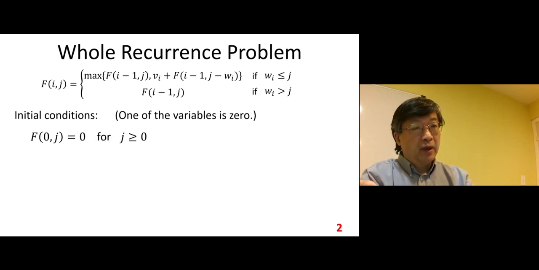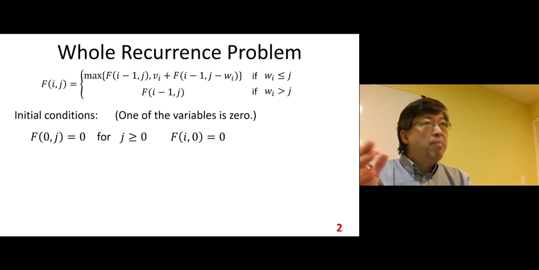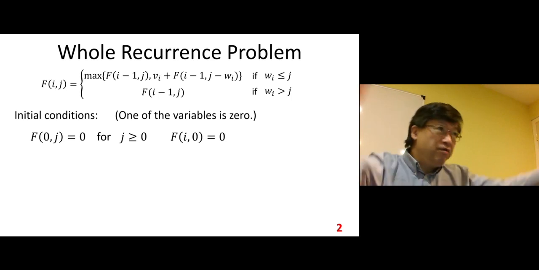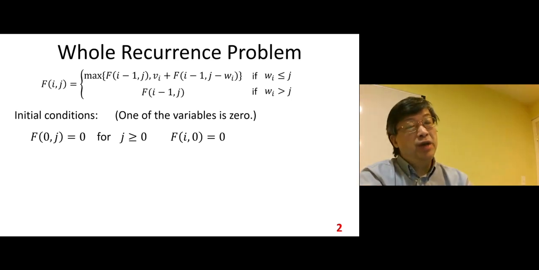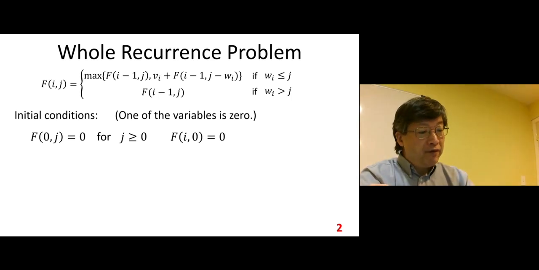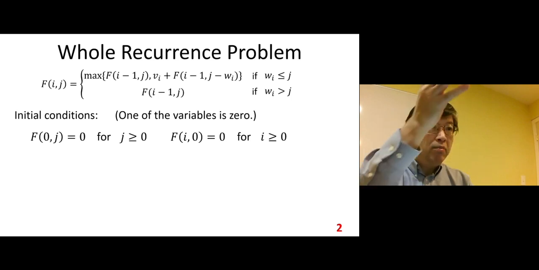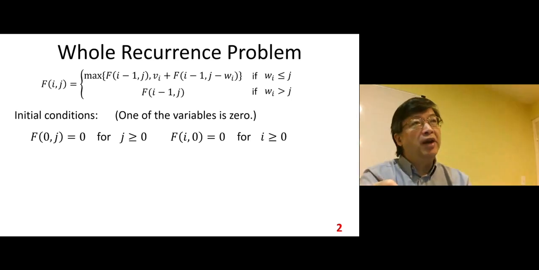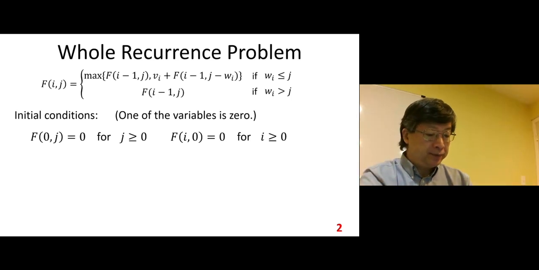Second, j equals 0. The capacity of your knapsack is 0. Although you have many items, you cannot put anything into your knapsack. So we have these simple boundary cases to get started.